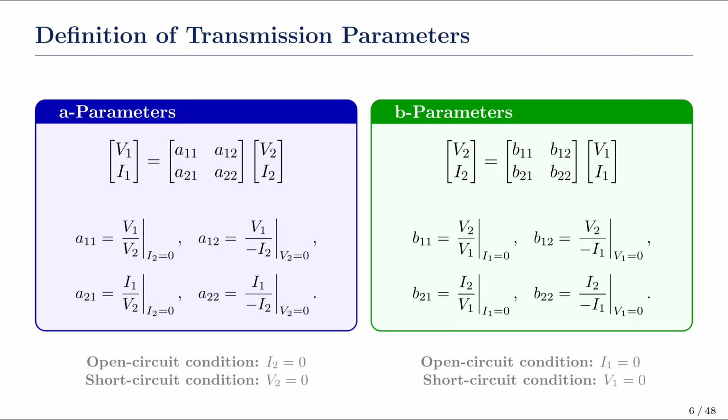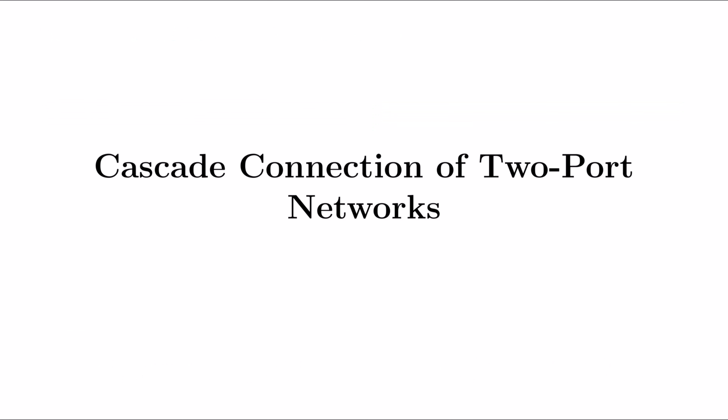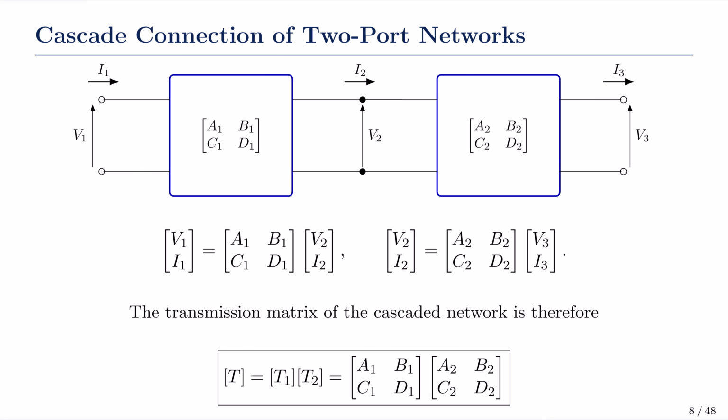The B parameters use the reverse relationship. The variables at port 2 are expressed in terms of the variables at port 1. In this case, the defining conditions are applied at port 1. We now consider one of the most important applications of transmission parameters, the cascade connection of two-port networks. Suppose 2 networks are connected in cascade. The output port of the first network is connected directly to the input port of the second.